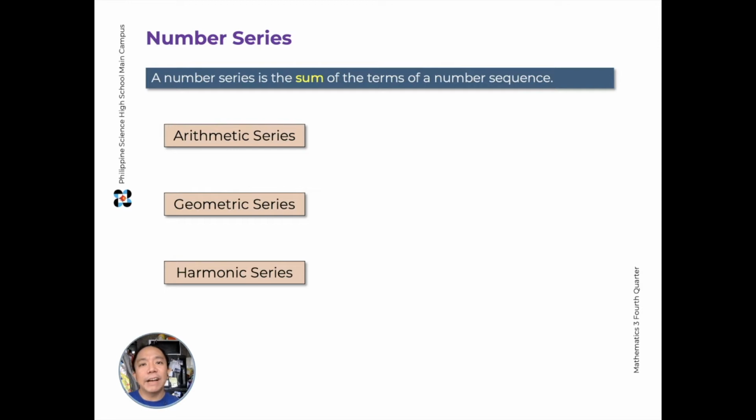Let's start by defining what a number series is. A number series is just the sum of all the terms of a number sequence. So in an arithmetic series, if you have an arithmetic sequence, tapos add natin lahat ng terms niya. So 1 plus 2 plus 3 plus 4 and so on. And a geometric series would be a geometric sequence na i-add natin yung lahat ng terms.